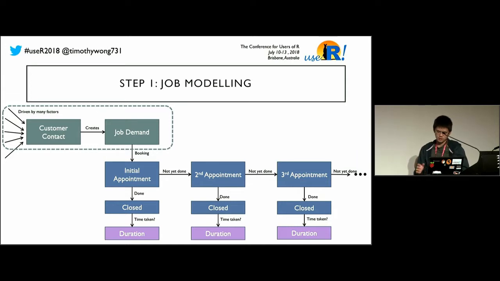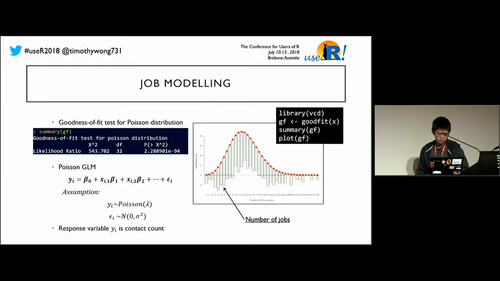So it's a number of things, a count of things. So the first thing we do is to look at the distribution, right? So this is a Poisson distribution. The number of jobs follows a Poisson distribution, and there are certain tests that we can apply. For example, there's a VCD package, and you can apply a chi-square goodness of fit test to test for Poisson distribution.